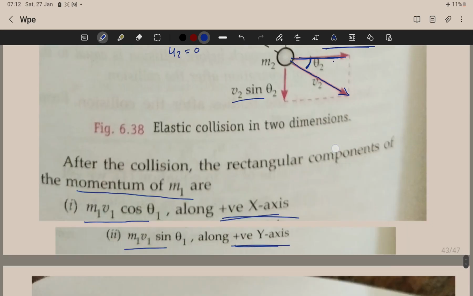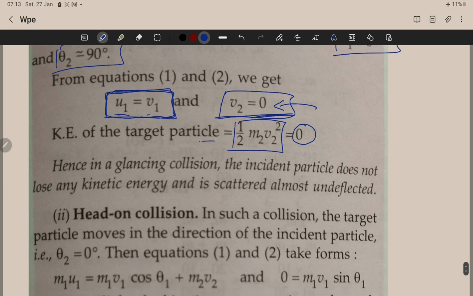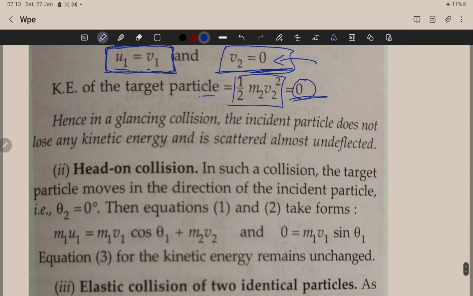So v2 will become 0, which means that after the collision v2 will not move. The velocity of v1 will remain the same after collision also. Before collision it is u1, and after collision it will remain u1. So the kinetic energy of the second particle will become 0. Hence in the glancing collision, the incident particle does not lose any kinetic energy.